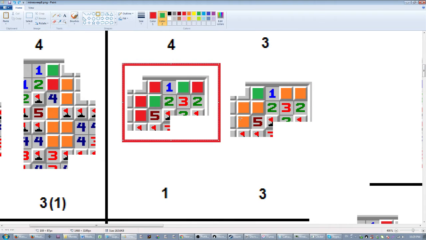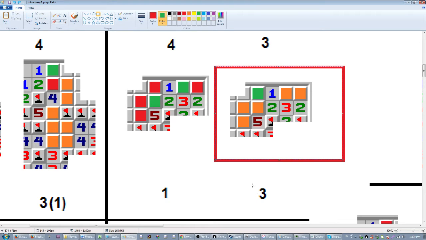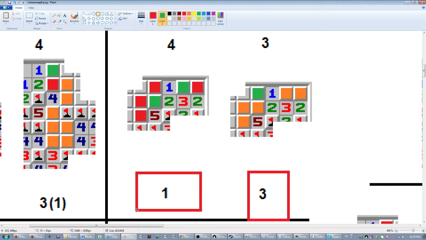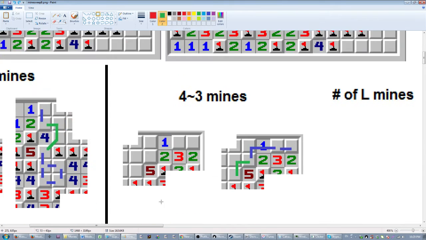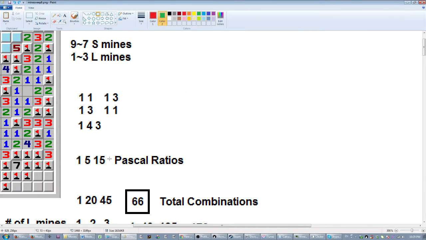And on the right side, there's 4 mines here. There's only 1 combination here. This is the only combination where there's 4 mines. Every other combination there's 3 mines. So 1 and 3. Now you take that and let's put it down here.